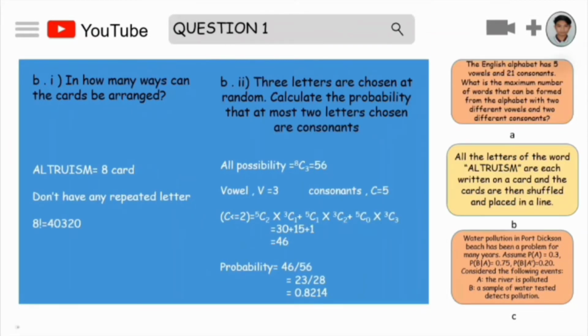Next, question B. Given a word and it is placed in a line. B1. This word has 8 letters and no repeated letter. So we just use 8 factorial and the answer is 40,320.